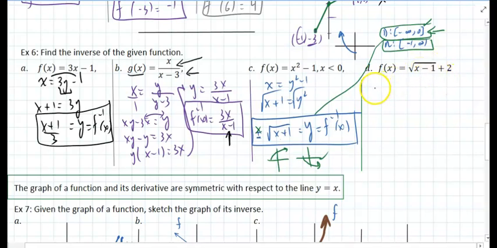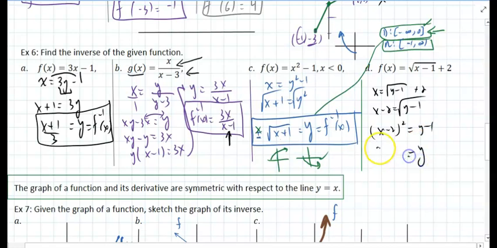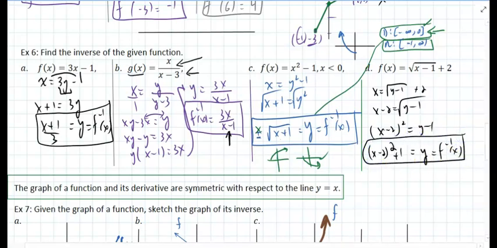Same deal here. If I look at this problem, I switch x with y, subtract 2 from both sides, square both sides, and y equals (x minus 2) squared plus 1. But I do know that this is not 1-to-1. I know from the graph it's not 1-to-1. So what I do, I look at the original graph.